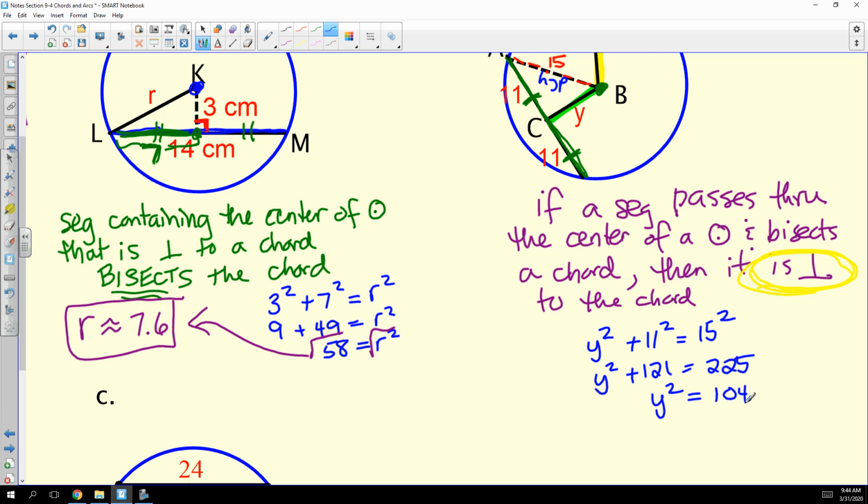And again, since you're rounding to the nearest tenth, you're just going to take the square root of both sides. And y is approximately 10.2 units. That didn't come out very neatly, but 10.2 units, whatever that may be. All right, one more time.